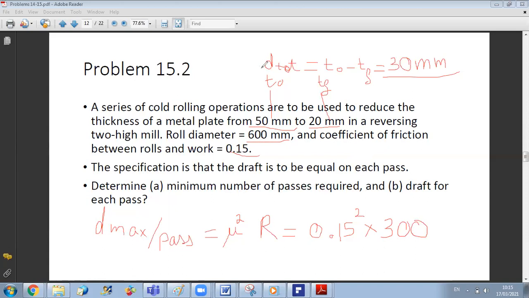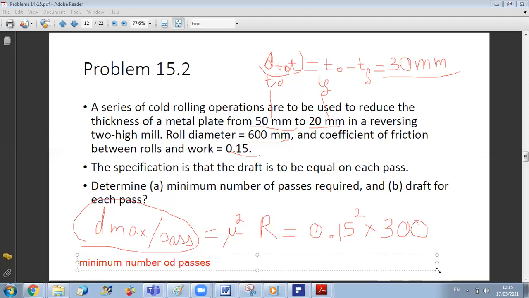So now, having the total draft and having the maximum draft that can be accomplished per pass, I can do the ratio to get the minimum number of passes. Okay, so now I can say that the minimum number of passes that are required to perform the rolling operation is equal to D total, the total draft desired, over the maximum draft per pass, over D max per pass. Okay.